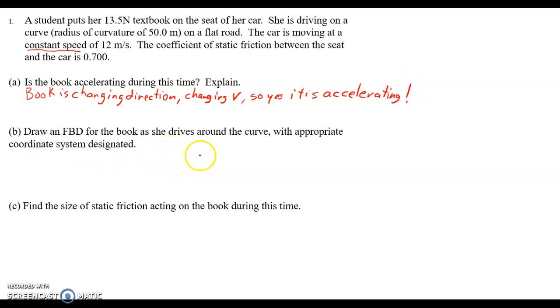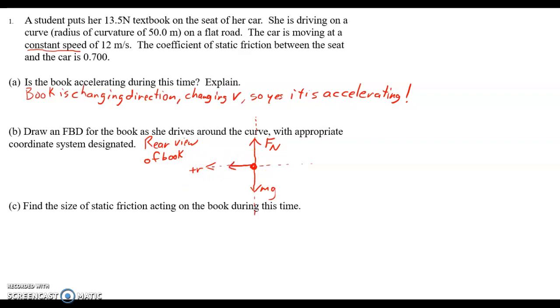Alright, draw a free body diagram for the book as she drives around the curve with an appropriate coordinate system. So we're going to do a rear view of the book. From the rear, you wouldn't be able to see it because it's in a car, but imagine we can see it, our X-ray vision. If the book is going away from us and making a left-hand turn, that means this is the positive R direction. There has to be some force in this direction.